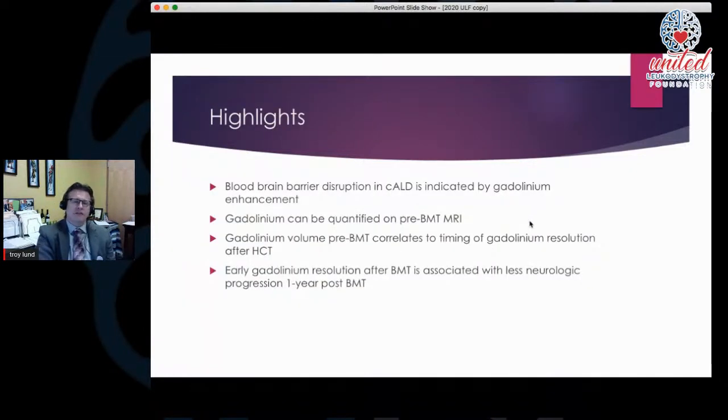So the highlights of what I've shown you is that the blood-brain barrier is disrupted in cerebral ALD, and this disruption is indicated by gadolinium enhancement. Gadolinium can be quantified on the pre-transplant MRI, and gadolinium volume pre-transplant actually correlates to timing of gadolinium resolution after transplant. So again, that earliest 30-day post-transplant time point. And that early gadolinium resolution after transplant is associated with less neurologic progression at 1 year post-transplant.